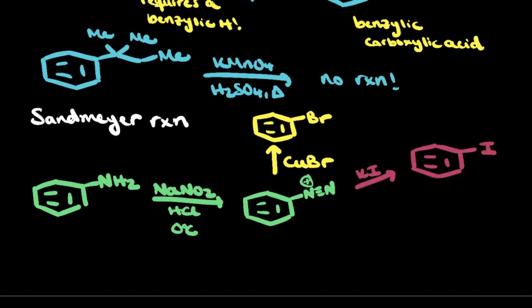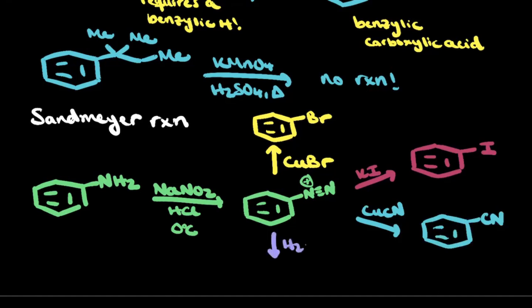Okay, probably the most common one that you're going to be seeing is if you were to use copper cyanide, you end up with a phenylnitrile. And then another one that you might potentially see is if you were to use some sort of aqueous sulfuric acid. I know I've seen variants of this. You can end up with a phenol.